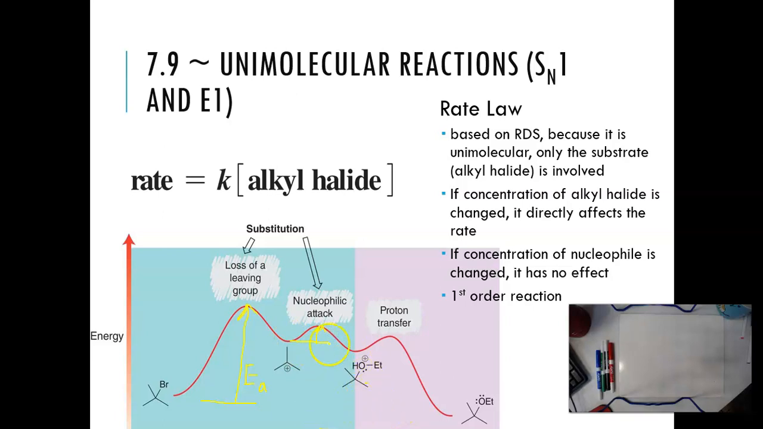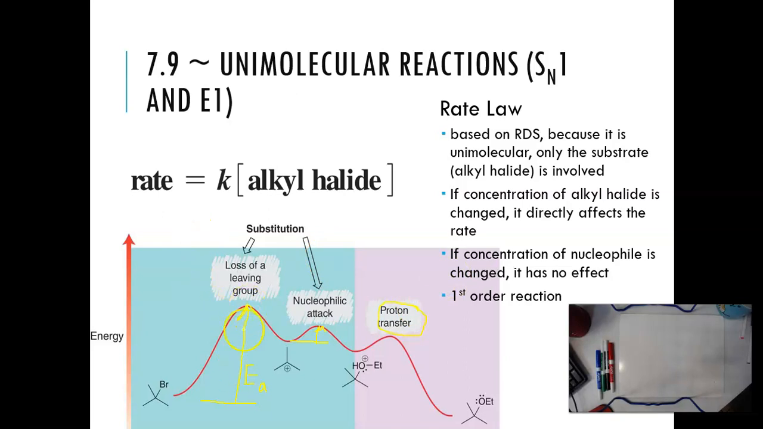Notice that our graph is divided into a blue and purple section. So these two steps are required for a substitution reaction to happen. And then if we are using that neutral nucleophile, we have this last step over here. We have that proton transfer, but it's not technically part of the substitution reaction. It's just kind of a side reaction that needs to occur with it.